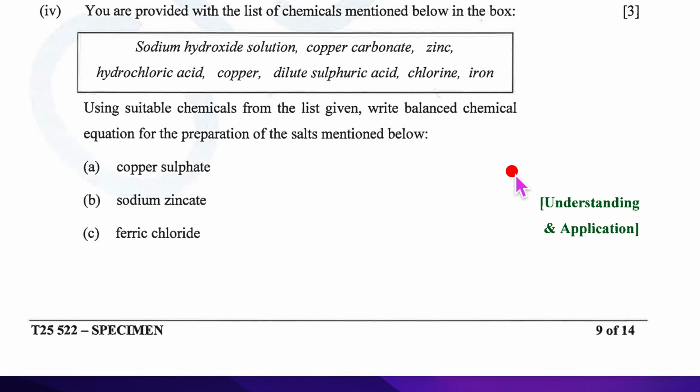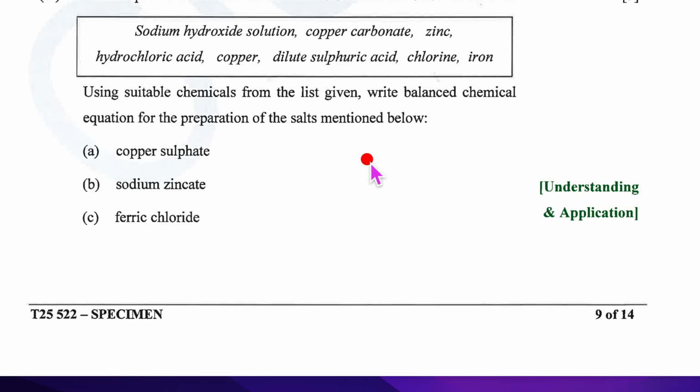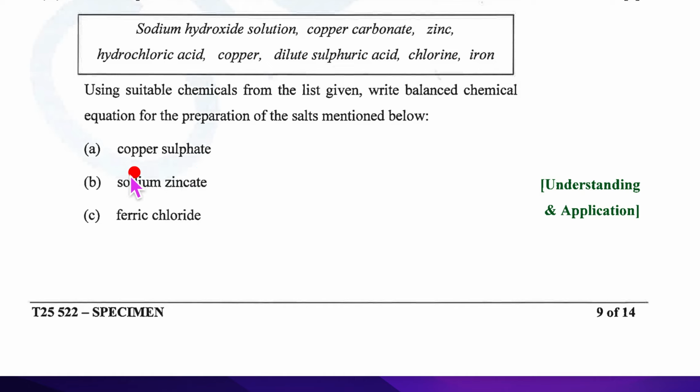third part. Now, fourth part, you are provided with a list of chemicals. You can see the list of chemicals that are there. You have to write the balanced chemical reaction. I'll just tell you how to think. Now, this is copper and sulfate.